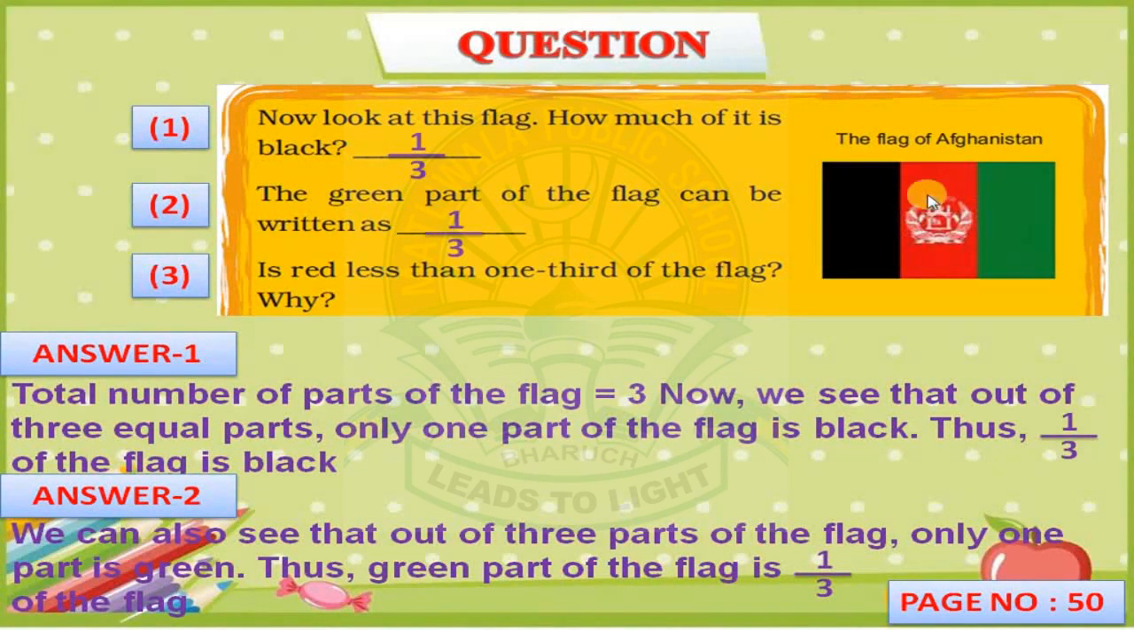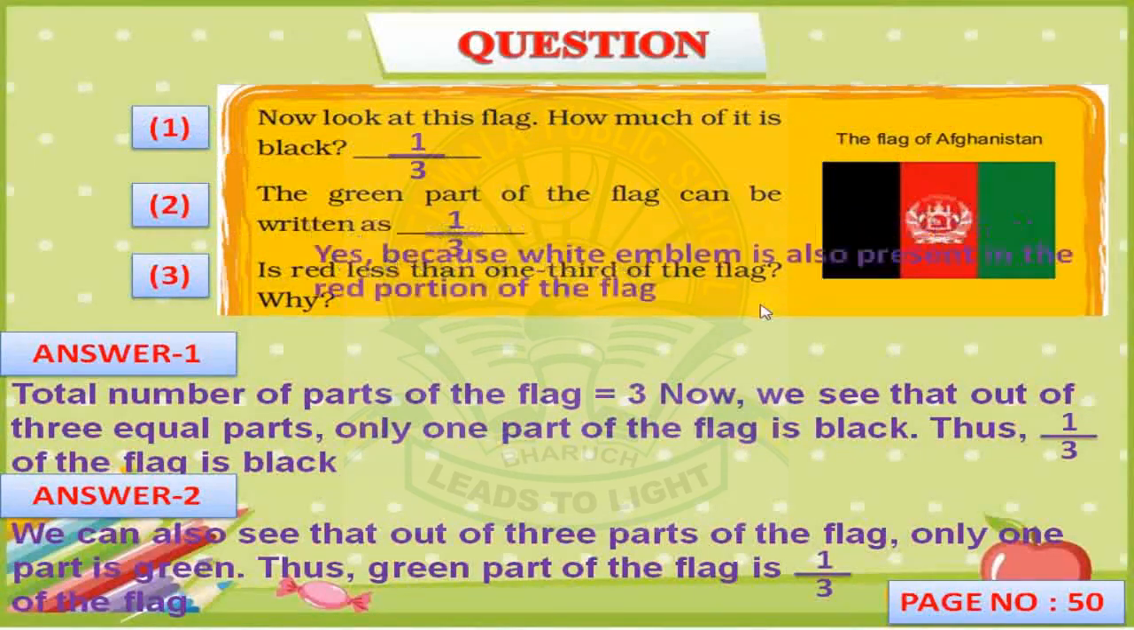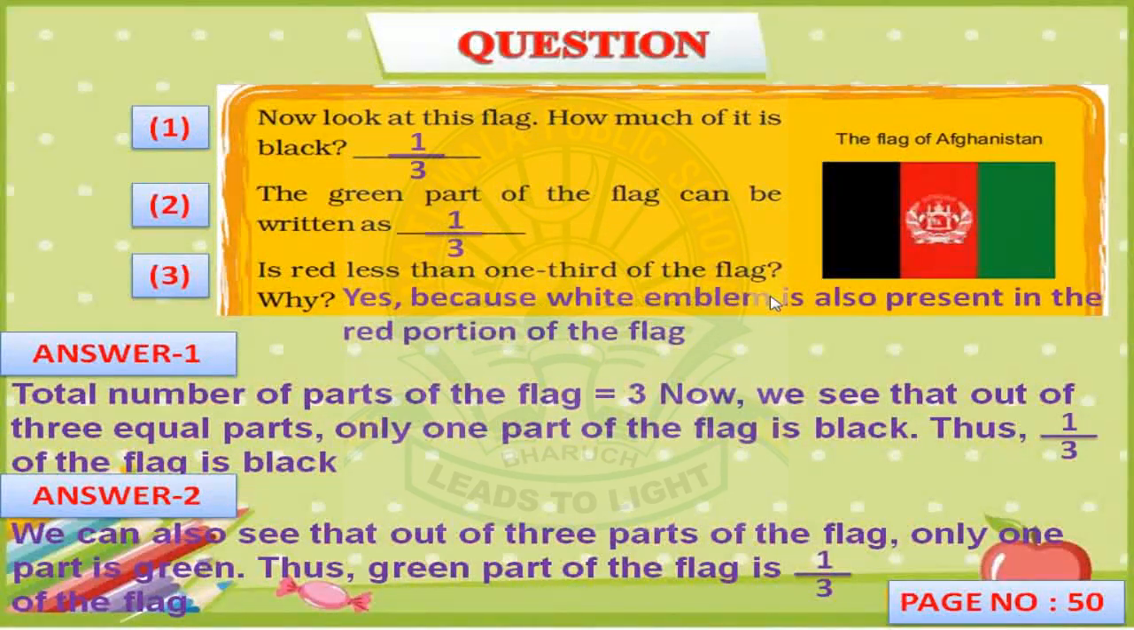Now, the third question: is red less than 1/3 of the flag? Why? The red color, is it less than 1/3 or not? Yes, of course. Yes, because the white emblem is also present in the red portion of the flag. So here, my dear students, look at this side in the red color. There is a white emblem also there. Therefore, it is less than 1/3.